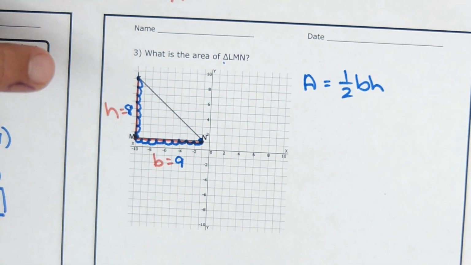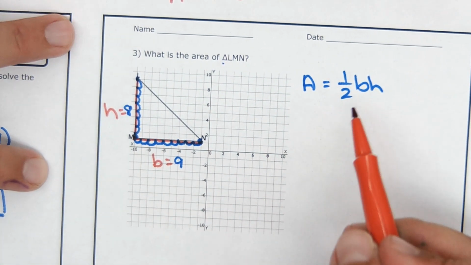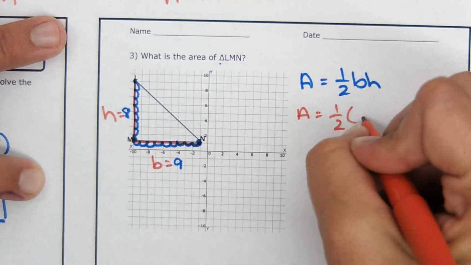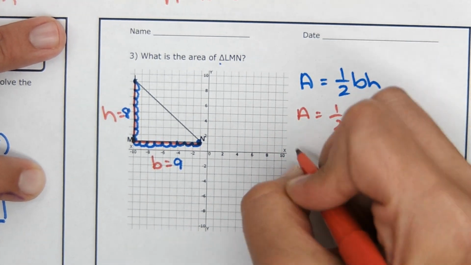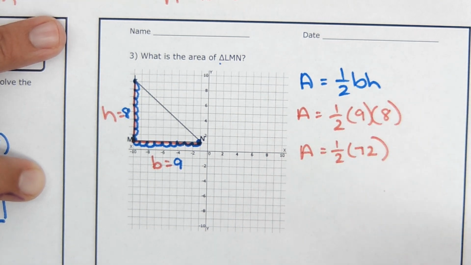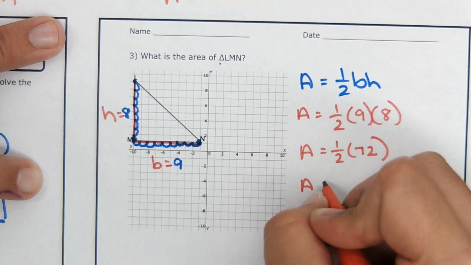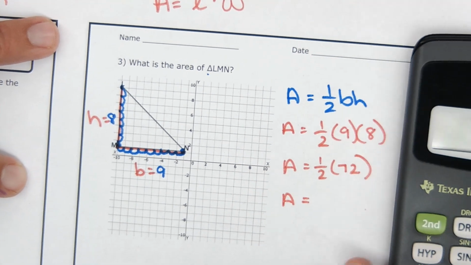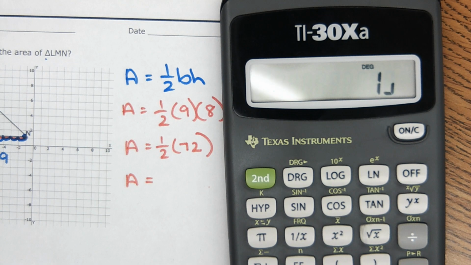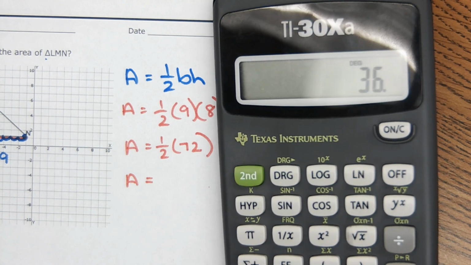And then I'll plug these numbers into the equation. Area equals 1/2, base is 9, height 8. And half of 72, so 1/2 times 72 is 36.